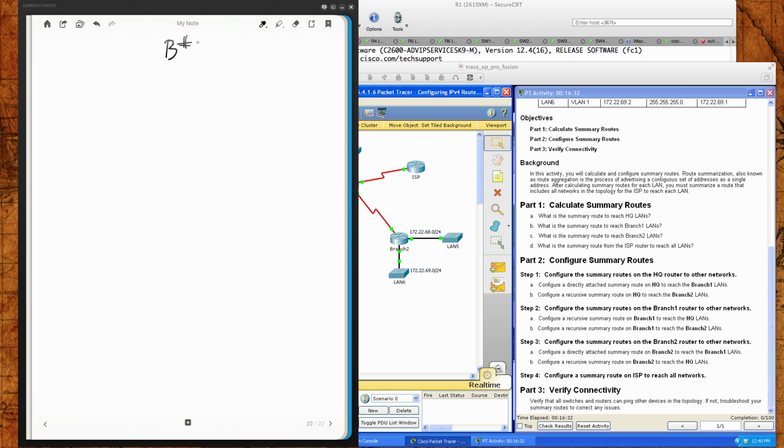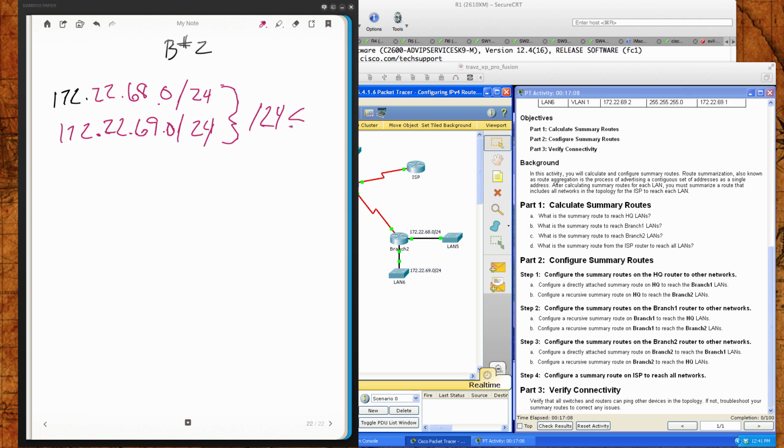So branch number 2 is 172.22.68, and we're switching colors here. And that's going to be a /24. And then I've got 172.22.69.0/24. So we know that the subnet mask, or the CIDR notation answer that we would be interested in, will have to be less than or equal to a /24.